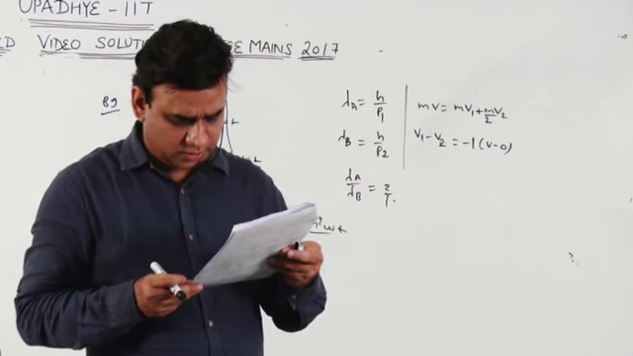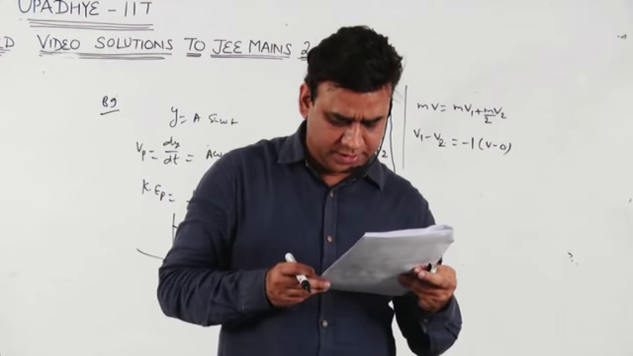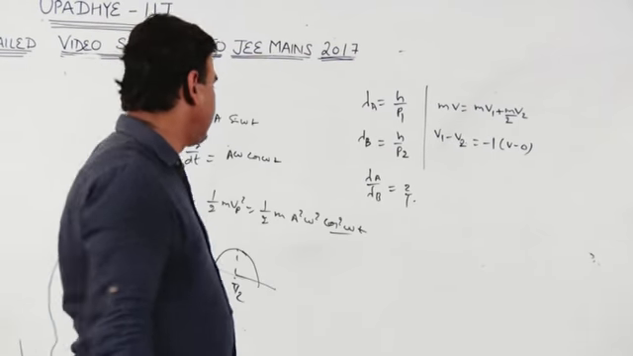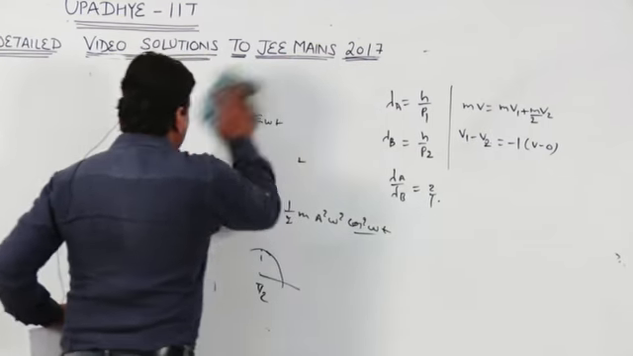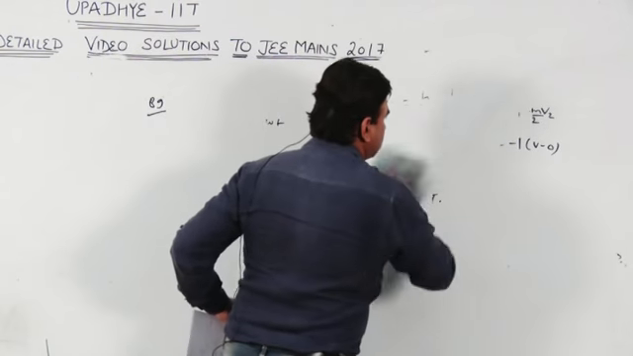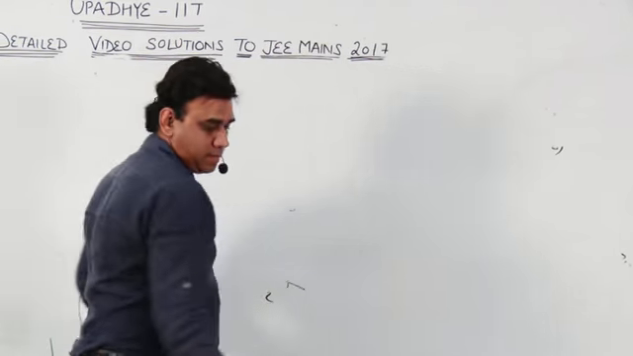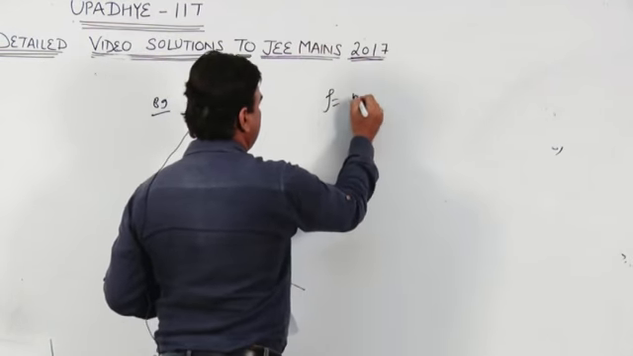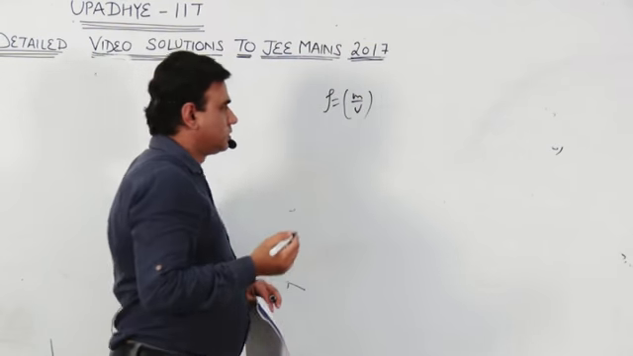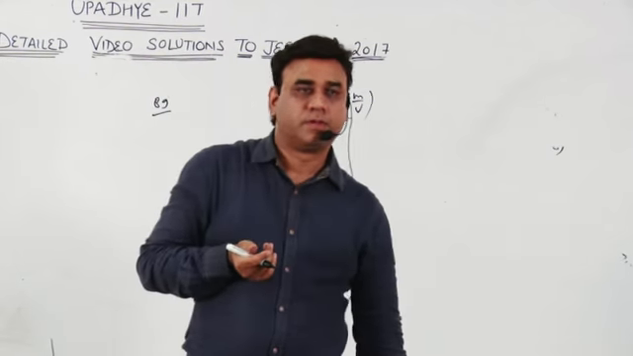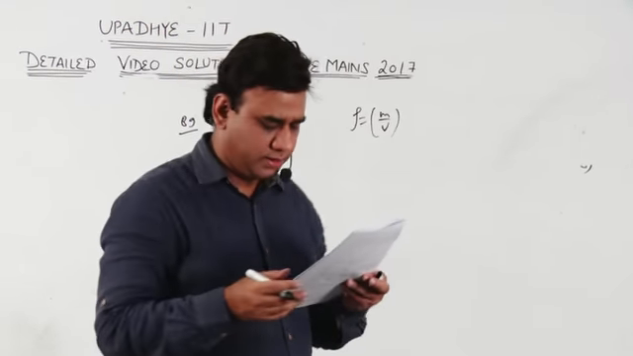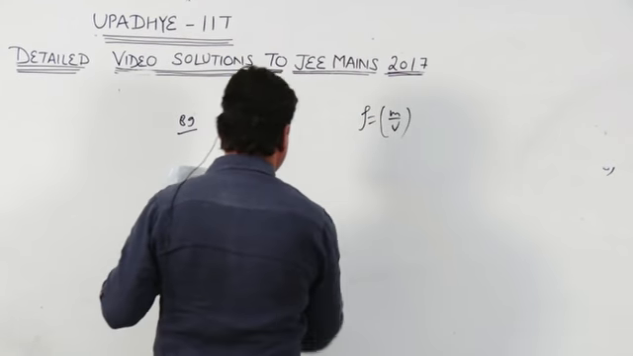Now we move to question number 90. In question number 90, the man is growing in all dimensions linearly, and they are asking about stress, keeping density constant. As we know, density equals mass upon volume, that means mass is also increasing and volume is also increasing, because density is constant. And they are asking about stress.